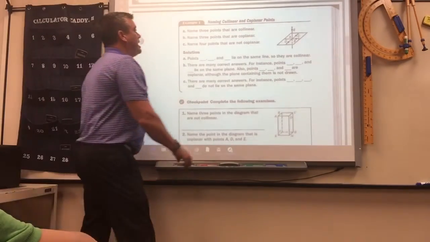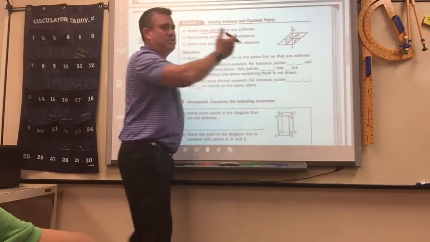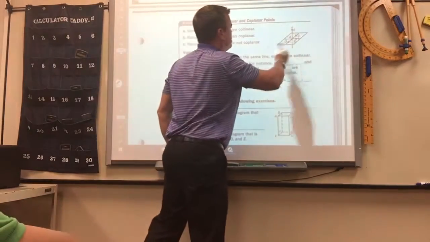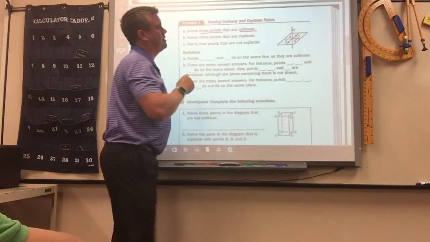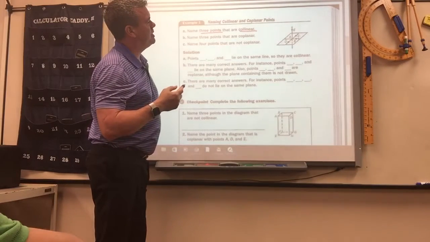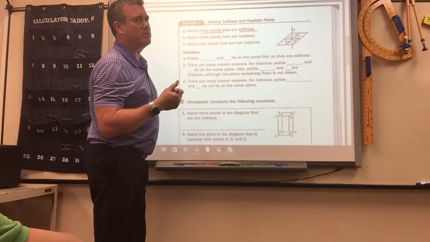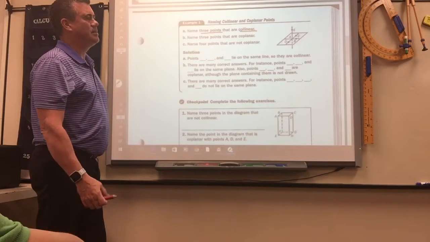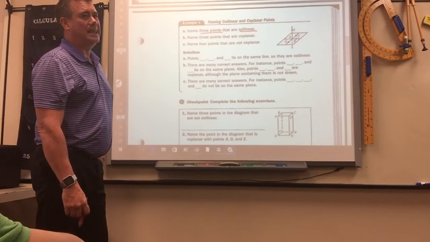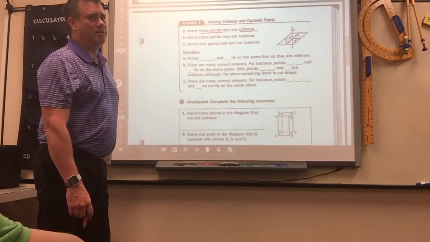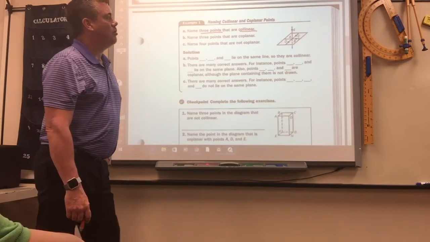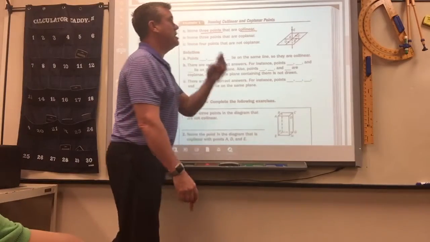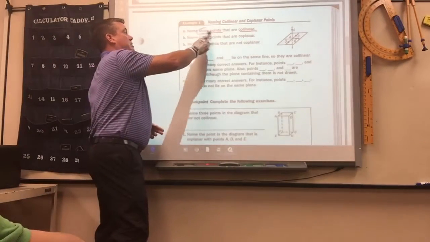All right, so name three points. This is kind of what your assignment is going to be today. You'll have a diagram and you've got to name these. Name three points in this picture that are collinear. Any three that are collinear. EC, those are collinear, but they want three points that are collinear.